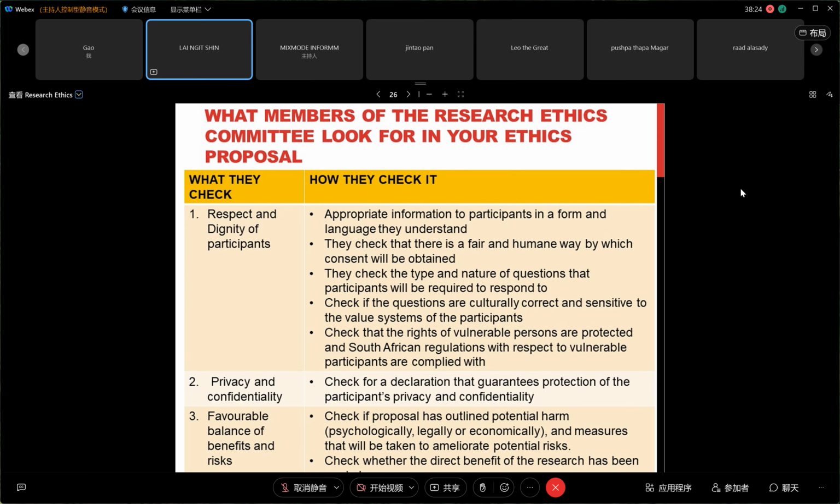The benefit and risk is the most important, because they will ask, let's say you withdraw 5 ml of blood, what is the consequence? Maybe he will lose a bit, but it's minimal. He won't faint, he won't lose too much blood, and there won't be any other consequence that will disturb his health.